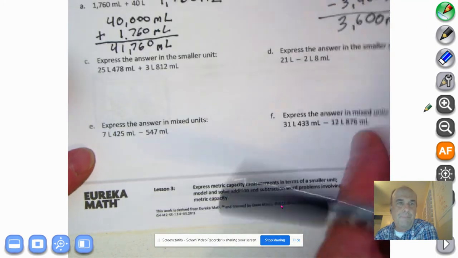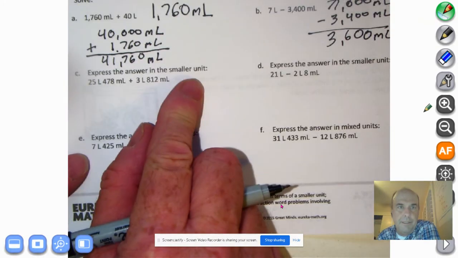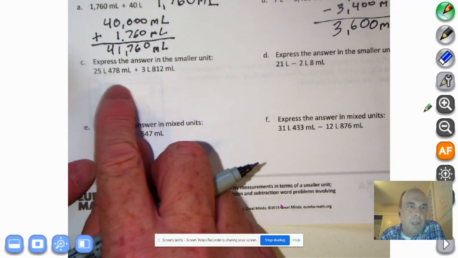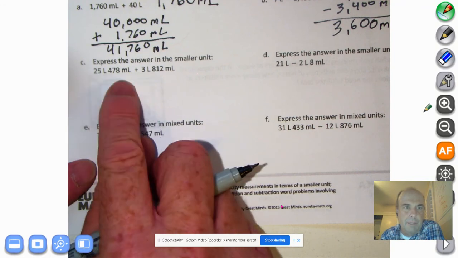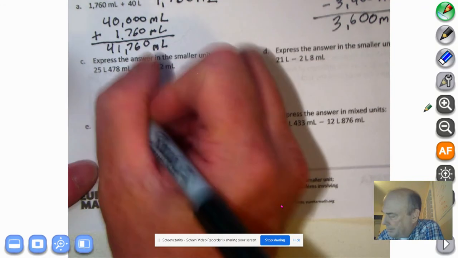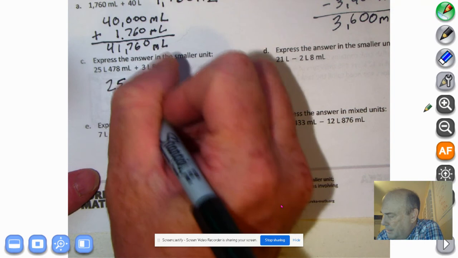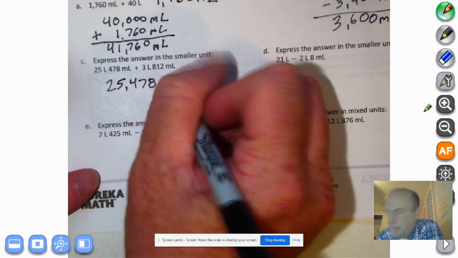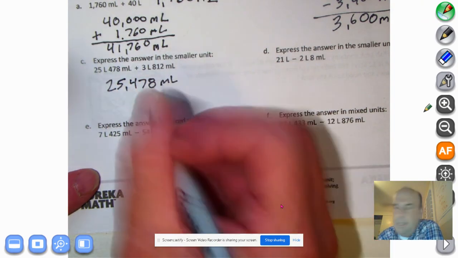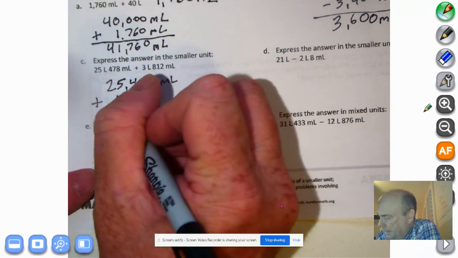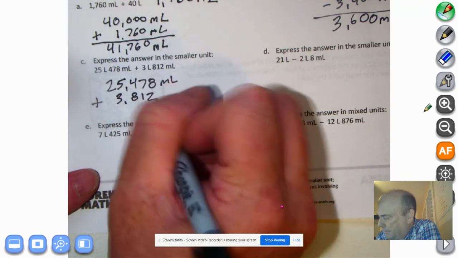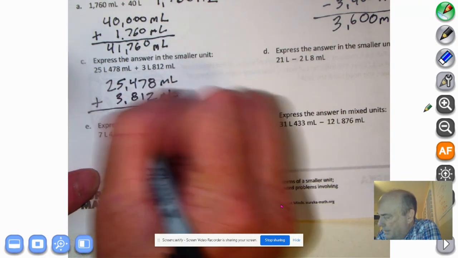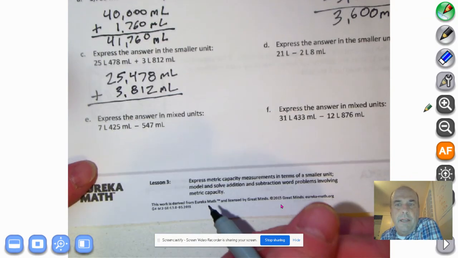We continue on. Express this answer in the smaller unit. Okay, so they want us to show it in milliliters. So we're going to convert to milliliters, 25,478 milliliters. And we're going to add 3,812 milliliters. Go ahead, do the math, pause, and come on back in 5.